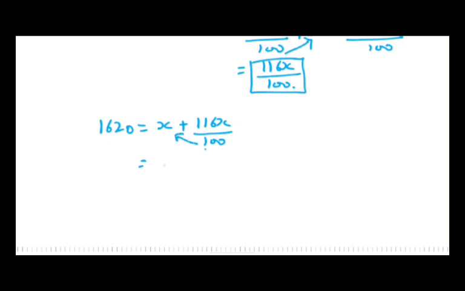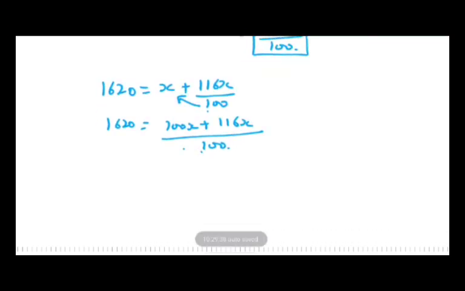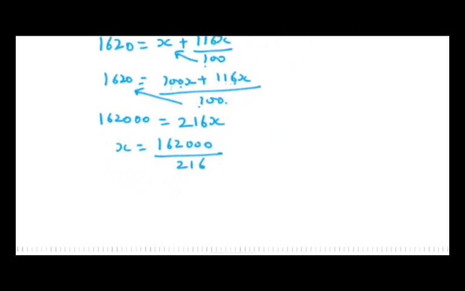100 again multiplied by x, 100x plus 116x, and the whole thing acquires a denominator. This 100, I'm going to take it on the other side, becomes 1620 and another 2 zeros, and this becomes 100x plus 116x, x becomes 216x. 6 plus 0, 6, 1 plus 0, 1, 1 plus 1, 2. So, x is equal to 162,000 upon 216. Alright?